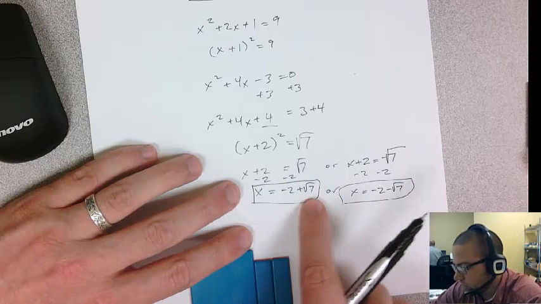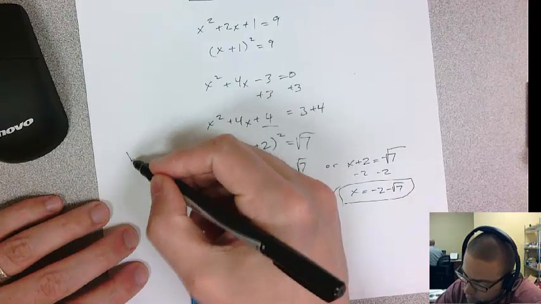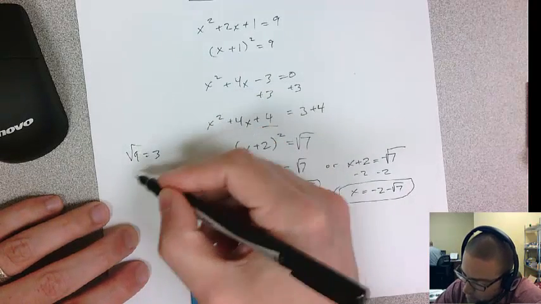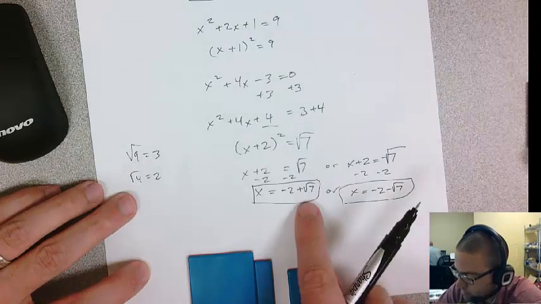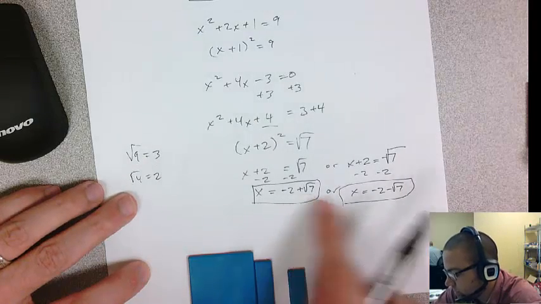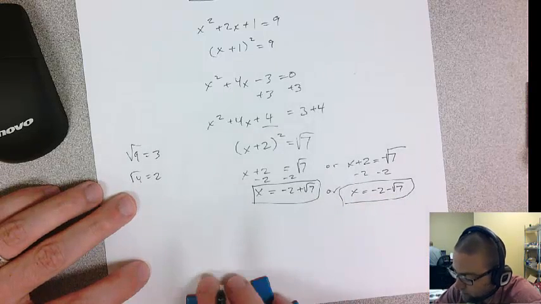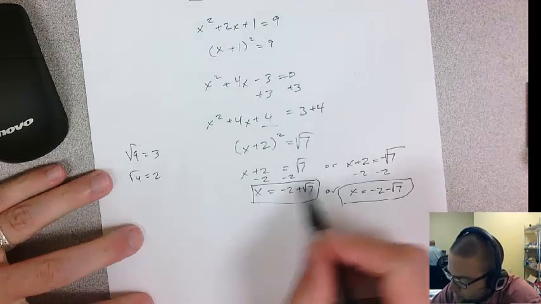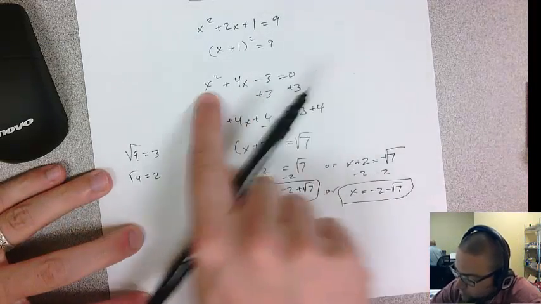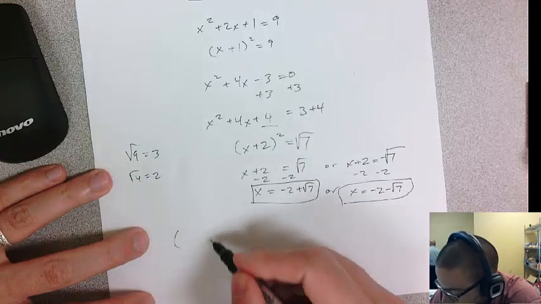So that square root of 7, it's something between 2 and 3, right? Because the square root of 9 is 3, and the square root of 4 is 2. So it's something like, I don't know, 2.5. So it's -2 plus 2.5 and -2 minus 2.5, something like that. If you want to put it in your calculator, you could find out for sure. So these are the solutions to this original quadratic equation, and I can even check my answer.